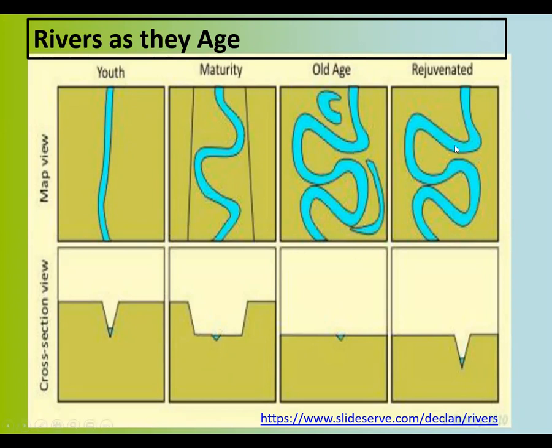Okay, and then this is a rejuvenated river, meaning it was reformed. Now the cross section is like this. A young river has a V shape, but as the river becomes more mature, it becomes shallower but wider. So that is what happens.